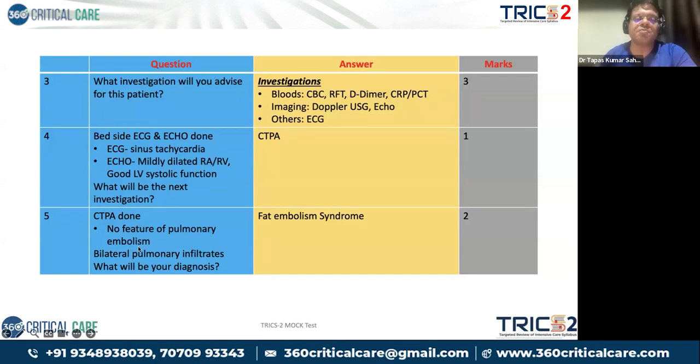There is no feature of pulmonary embolism and you are getting bilateral pulmonary infiltrates. So what will be your diagnosis? So it is fat embolism syndrome as we have reached the diagnosis.